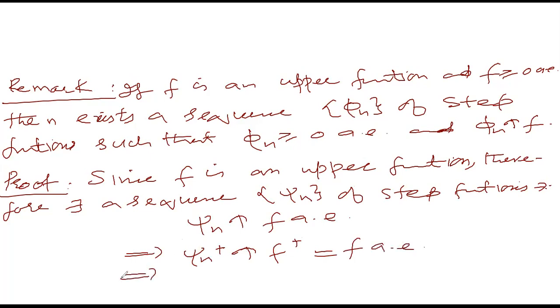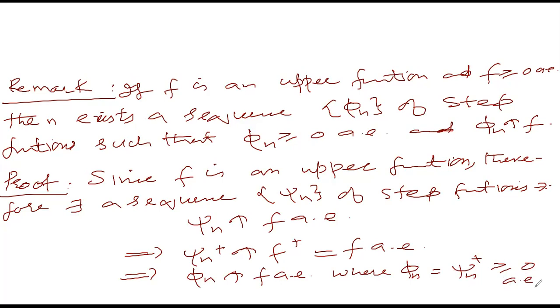So that implies that phi n increases to f almost everywhere, where phi n is equal to psi n plus, which is greater or equal to 0, because psi n plus is always greater or equal to 0. And it's also a step function. So we have a sequence of step functions phi n, greater or equal to 0 almost everywhere, and that sequence increases to f, because psi n plus is again an increasing sequence. So this proves the remark.